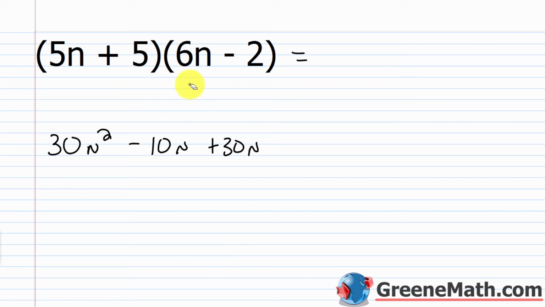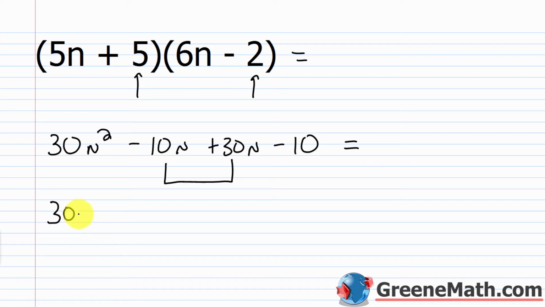Then I want to do my last or final terms. So I got 5 here as the final term, -2 here is the final term. 5 times -2 is -10. And so I've got 30n squared minus 10n plus 30n minus 10. So all I need to do now is just combine like terms here. -10n plus 30n is 20n. So this gives me a final answer of 30n squared plus 20n minus 10.